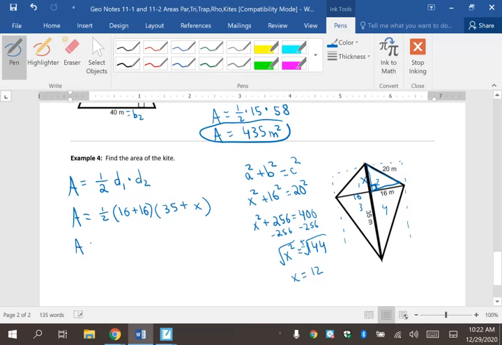So we have A equals 1/2 times 16 plus 16, and then times 35 plus 12. So we have area equals 1/2 times 32 times 47. So in our calculator, 1 divided by 2, or 0.5, times 32 times 47. And we have the area is 752, and that is square meters.